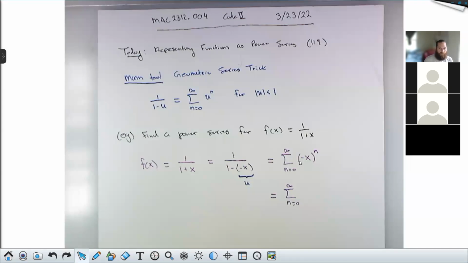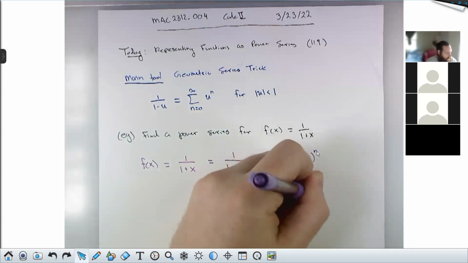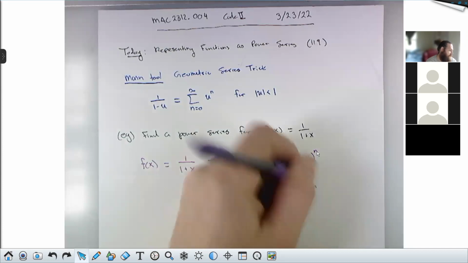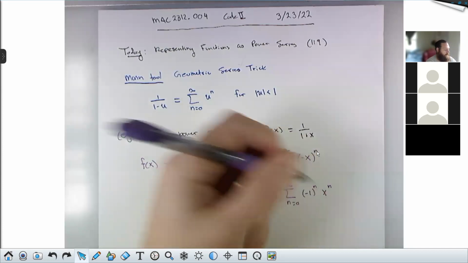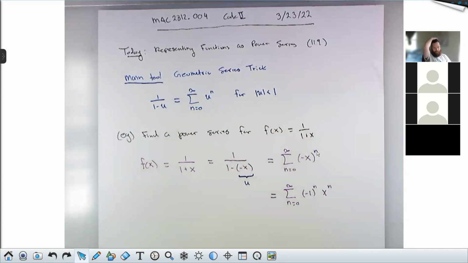The only thing to do here, remember that negative x is negative 1 times x. So negative x to the n is negative 1 to the n times x to the n. And now this does look like a power series, right? This looks very similar to all the power series we were playing with on Monday. Job done.